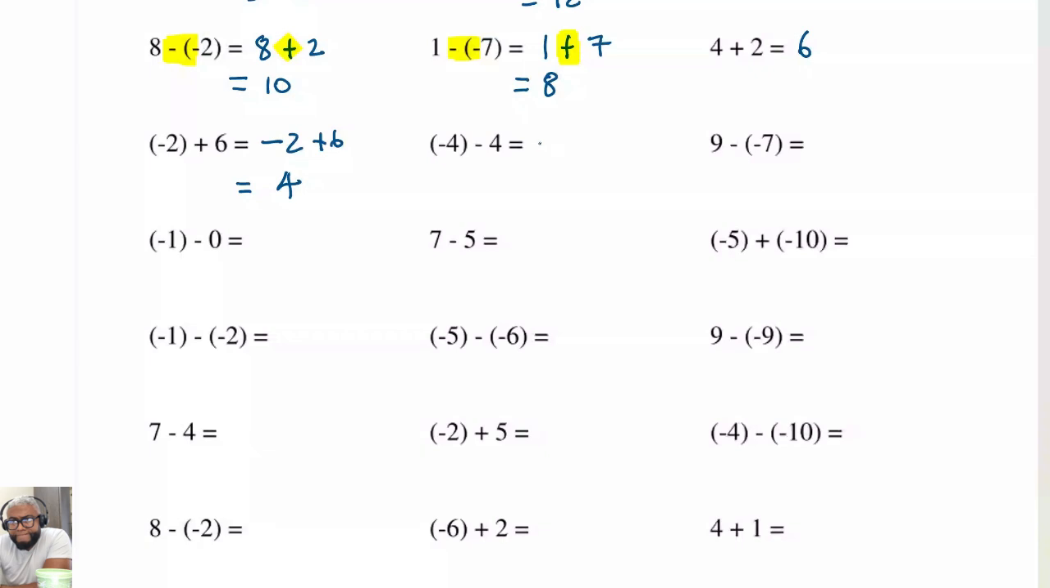So it'll be -4 minus 4, right? I'll write it out for you. What is it going to be? What's the answer? I just drop the brackets here, right?